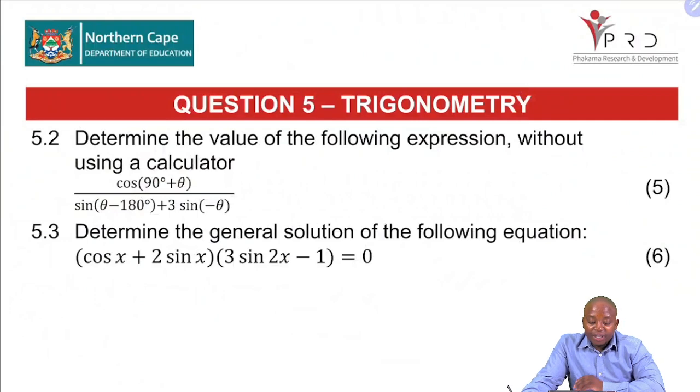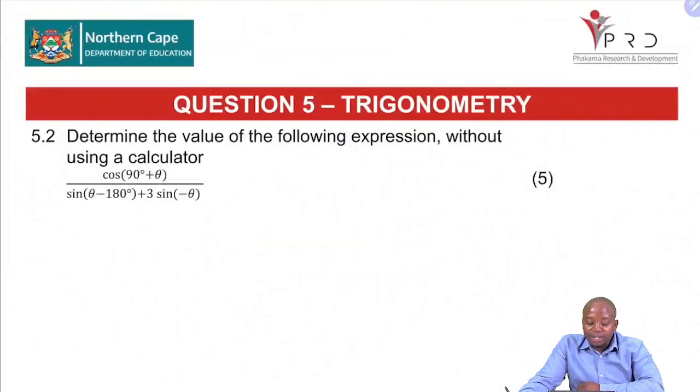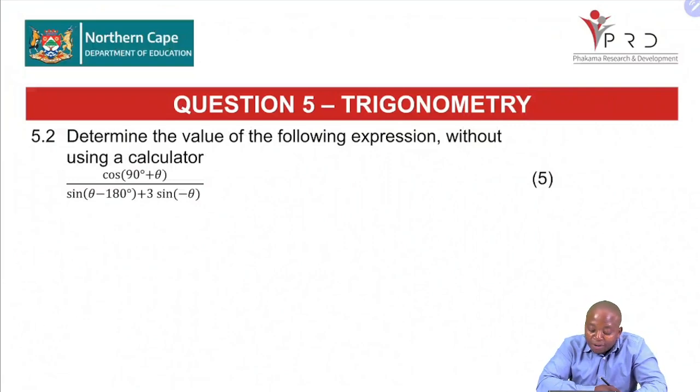Welcome back, grade 12. Let us now focus our attention on 5.2 and 5.3. Let us look at this one. 5.2 was saying, determine the value of the following expression without using a calculator. Step number 1, application of the reduction formula. When we apply the reduction formula, we check which ratios need the reduction formula by checking which quadrant they fall in.